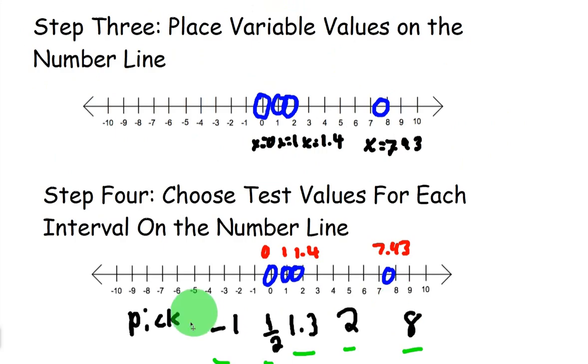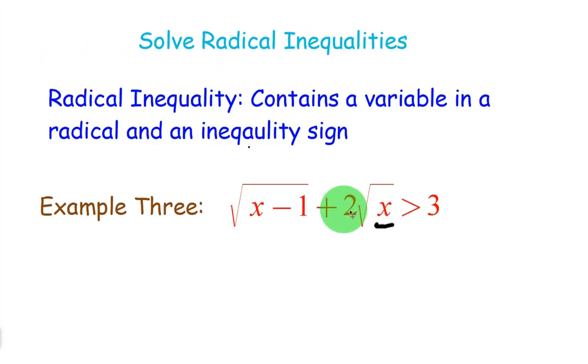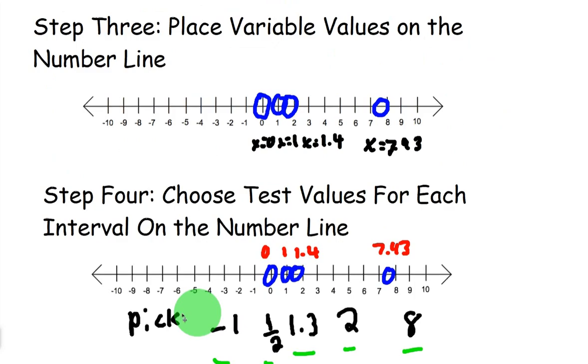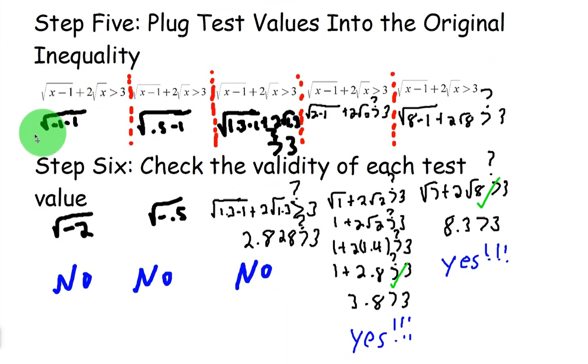So we're going to plug those into the original inequality, this one right here. We're going to plug in -1. We're going to plug in 1/2. We're going to plug in 1.3. And remember, wherever there's an x, you got to plug it in there. Might have to zoom in on your phone because this is so small, getting this all on one slide. So yeah, plug in 1.3 here. Plug in 2 here, and then plug in 8. Those are all of our test values.